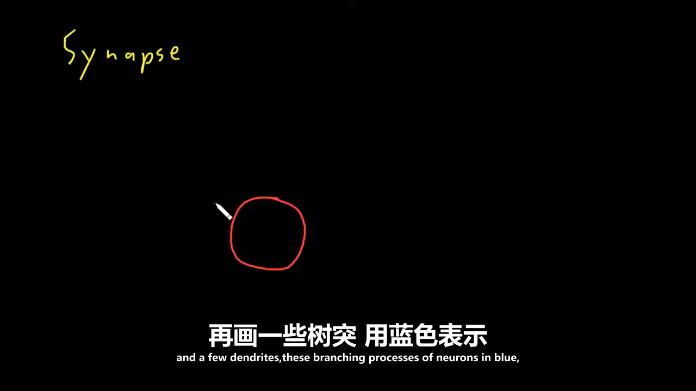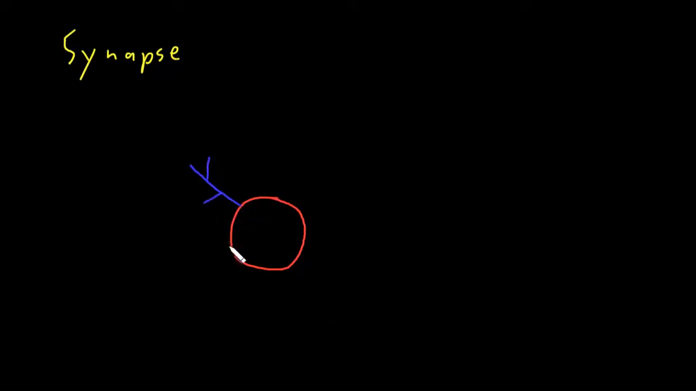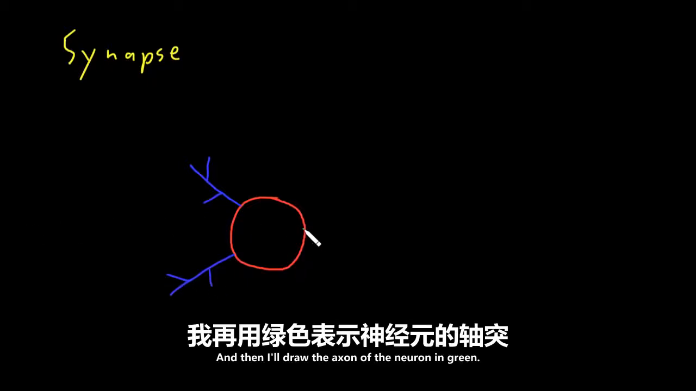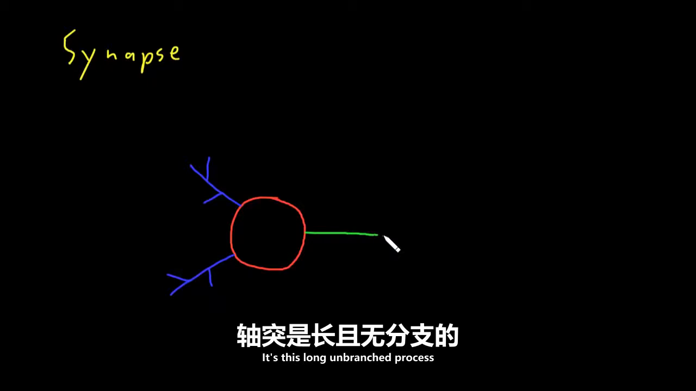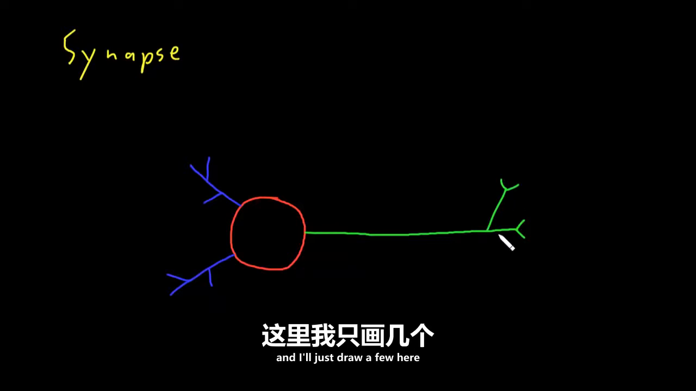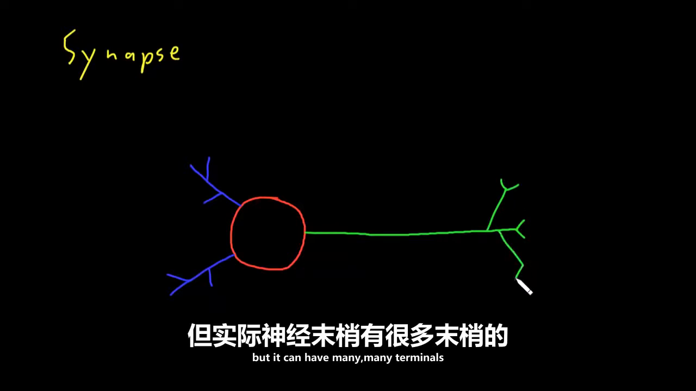So first I'll draw the soma of a neuron in red, and a few dendrites, these branching processes of neurons, in blue. One dendrite, and here's another dendrite. And then I'll draw the axon of the neuron in green. It's this long unbranched process until it reaches the end, and then it branches into multiple terminals. I'll just draw a few here, but it can have many, many terminals.